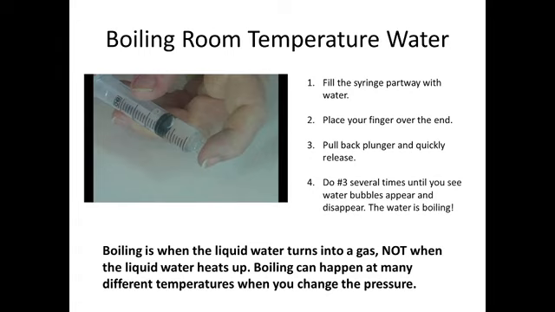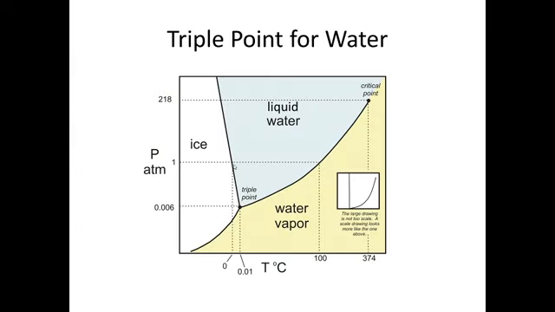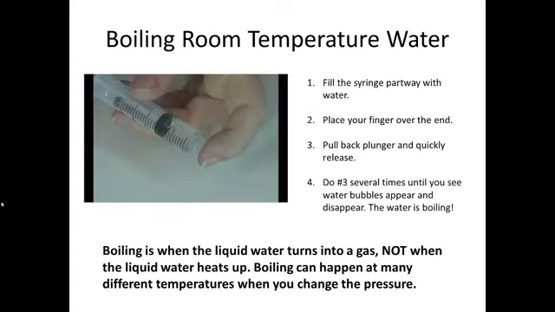Okay. So this is something you're going to need to practice, because the harder you pull it back, the more you're decreasing the pressure. Remember, we talked about this. We're decreasing the pressure, and we're keeping the temperature the same on room temperature water. What we're trying to do is decrease the pressure enough so it crosses this line and little water vapor bubbles appear. And so that's a super simple experiment you can do.